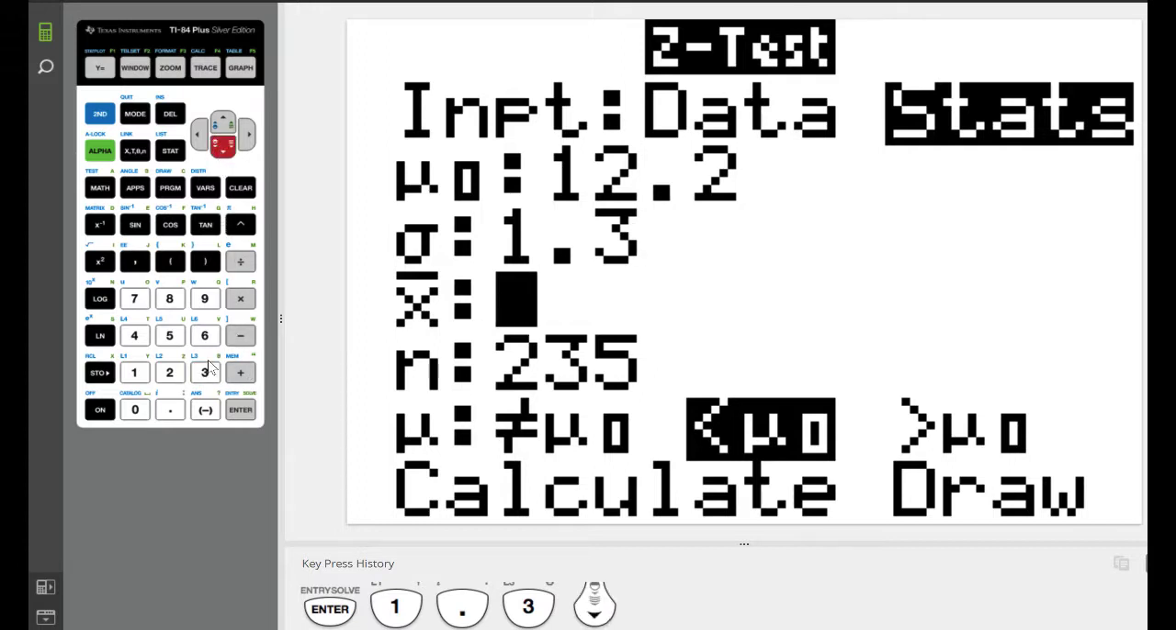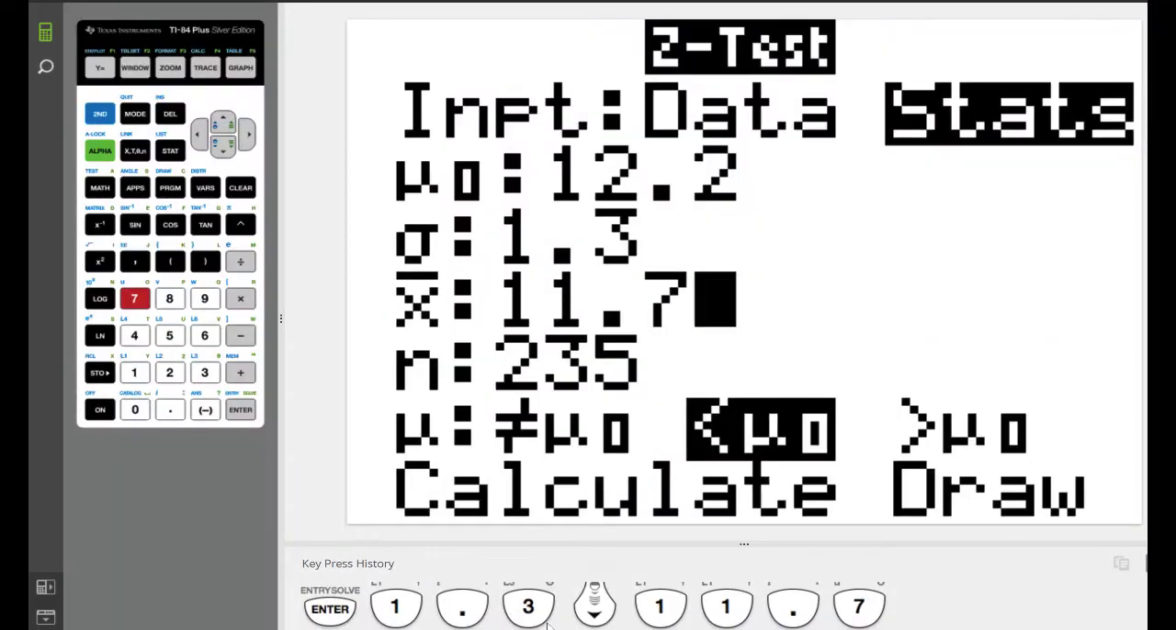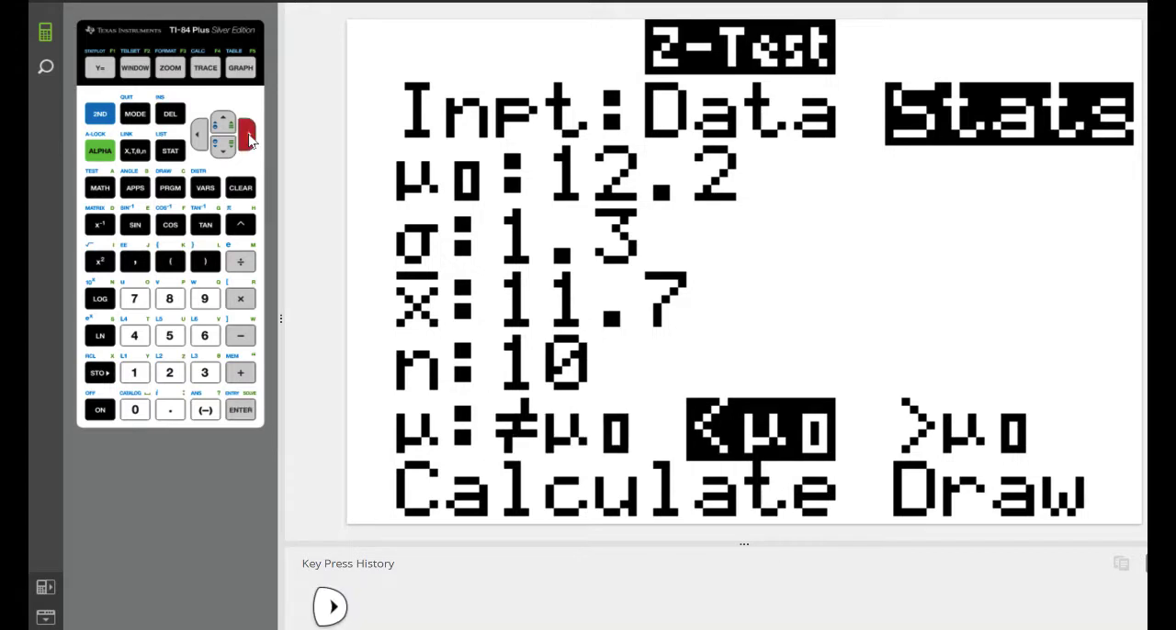X bar was, I believe, 11.7. Let me double check that. Yep. And our n is 10. Very important distinction here at the very end is that the calculator needs to know what type of test you should perform. Should you perform a two-tailed test, a left-tailed test, or a right-tailed test? That is what your calculator is asking for.